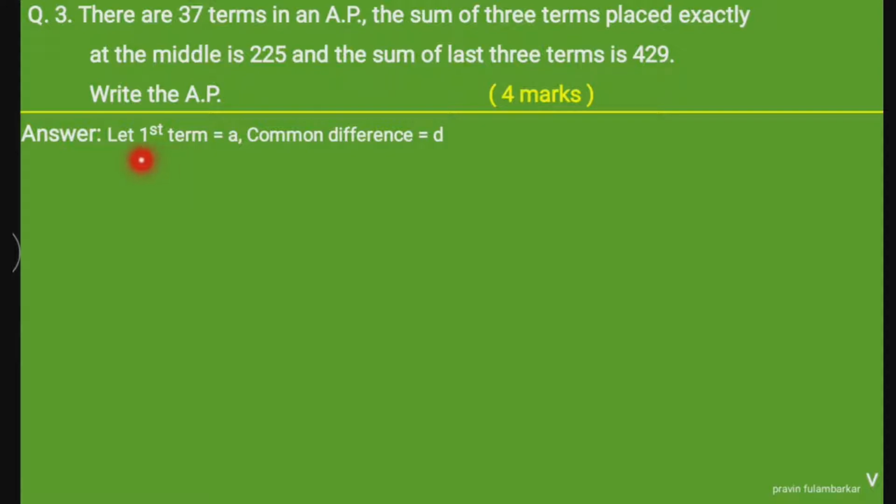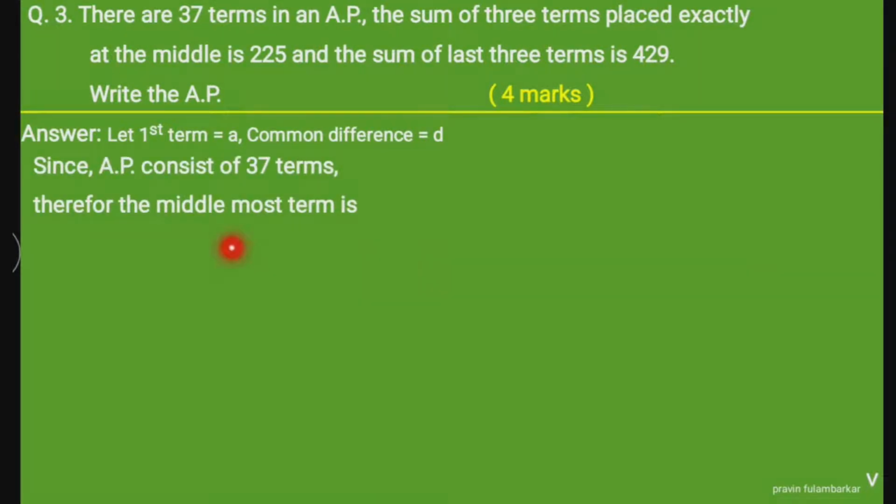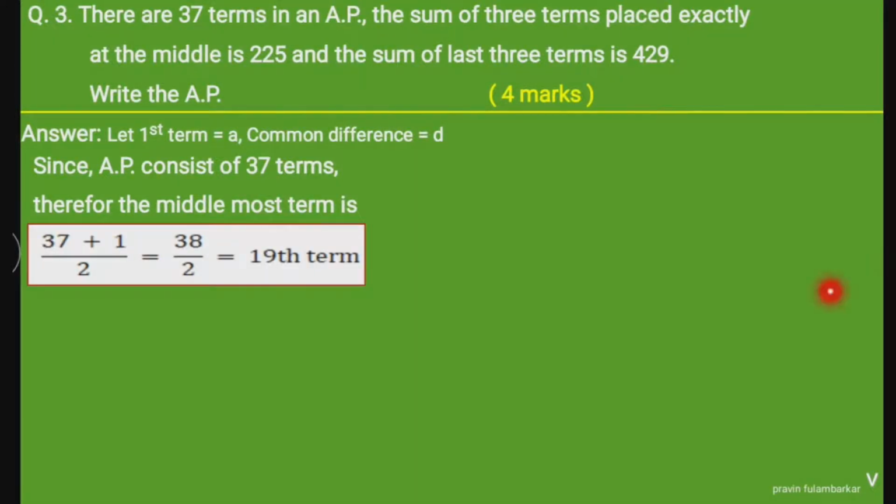So we consider here the first term as A and the common difference as D. Since the arithmetic progression consists of 37 terms, the middlemost term is found as follows. We divide this 37 by 2, or rather 37 plus 1 upon 2, we get 38 by 2, because when we divide 37 directly we get 18.5, that means the next term is 19. So for that we add plus 1. So the middle term is the 19th term.